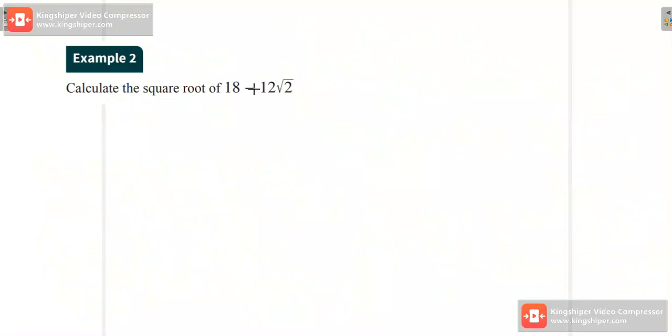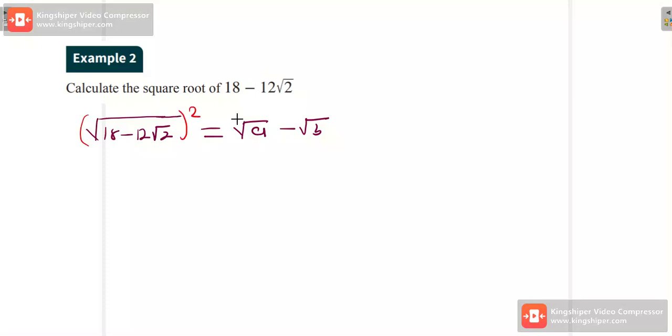Now this time it is negative. Now because it is negative, know that the square root of this set, which is 18 minus 12 root of 2, is going to be of the form root of a minus root of b. This time it will not be plus because it is minus. Now the next step is to square both sides. Square here and square here. This square will cancel the square root.